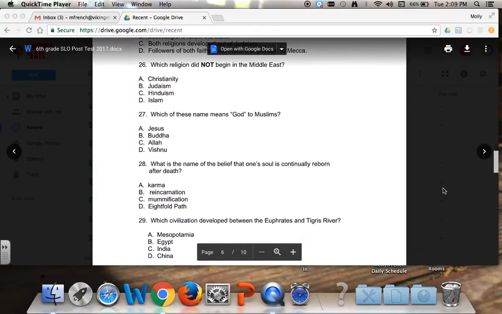Number 26. Which religion did not begin in the Middle East? A. Christianity. B. Judaism. C. Hinduism. Or D. Islam.